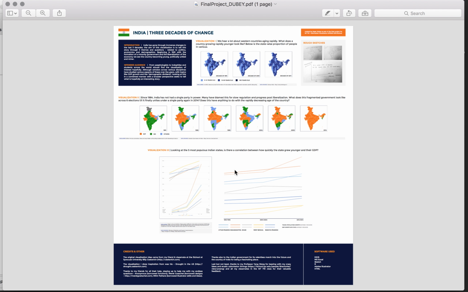It's a story of a country going through tremendous change. It is the world's largest democracy in terms of population. By 2020, it'll be the world's youngest country, and we're in for some pretty interesting times given this situation that is going on right now with a very popular prime minister.